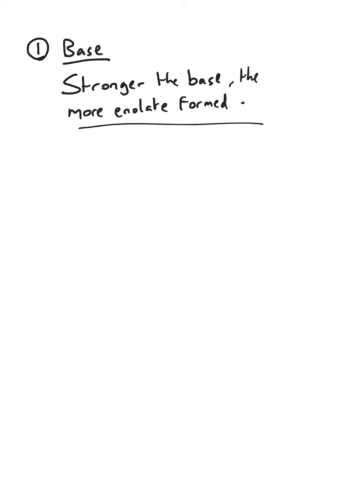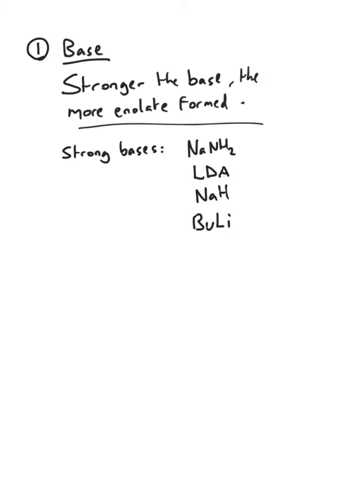Let's look at the conditions we need to form enolates. First, we'll look at the bases. So the stronger the base, the more enolate is formed. The strong bases you need to know are sodium amide, lithium diisopropylamide or LDA, sodium hydride, and butyl lithium, with the honorable mention of sodium hydroxide and potassium hydroxide, as long as they are in the presence of heat.